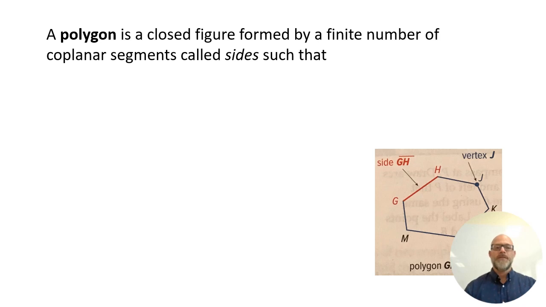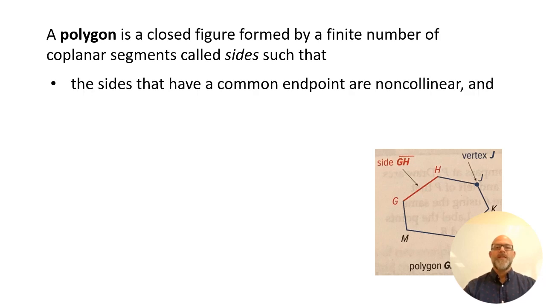All right, let's break this down. A closed figure means a figure that's not open. This is closed, this would be open. By a finite number of coplanar segments. If you look at this polygon there's a picture of here, it's clearly on one plane, namely the screen you're looking at right now. And each of the line segments are called sides, like side GH is a line segment.